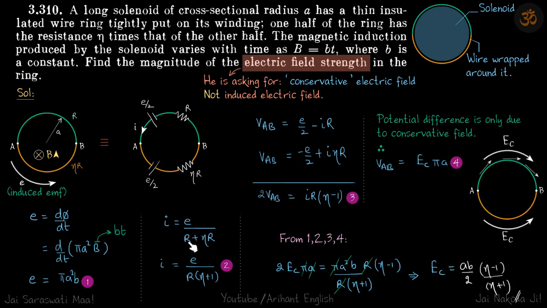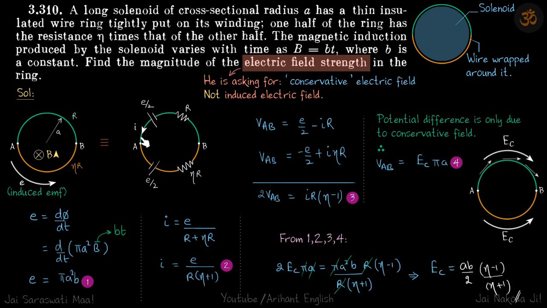If you divide the EMF by the total resistance, you will get the current in the loop. The total resistance is R plus eta R. So this is the equivalent circuit diagram for this. The EMF is E, and the EMF is independent of the material of the ring. So in the top half, the EMF will be E by 2 and in the bottom half it will also be E by 2. The direction of the EMF, you can see, is counterclockwise. So the current in the loop is E by R of eta plus 1.